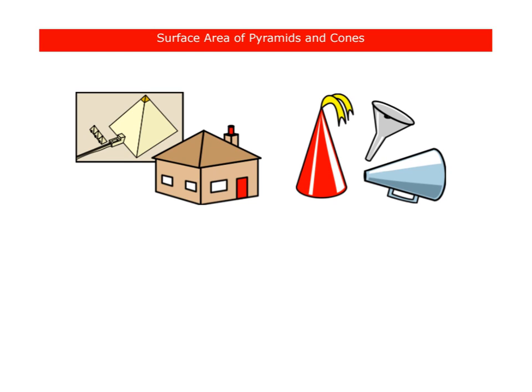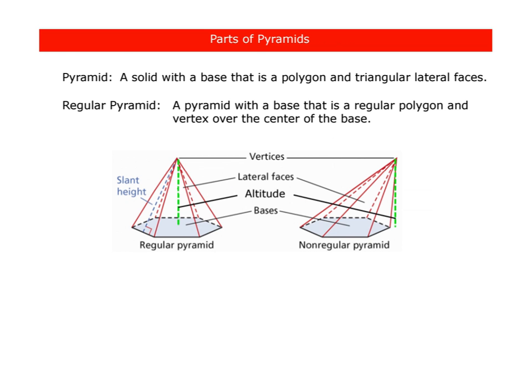In this video, I'm going to talk about the surface area and the volume of pyramids and cones. So first, I want to define what a pyramid is. A pyramid is a solid with a base that is a polygon, and it has triangular lateral faces.